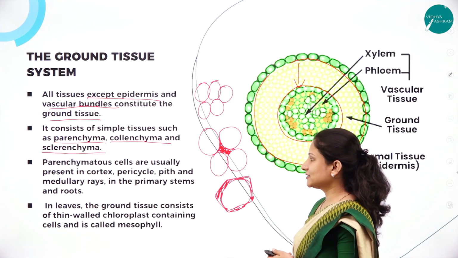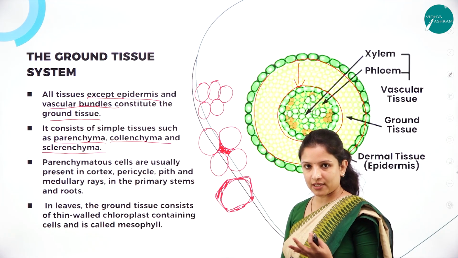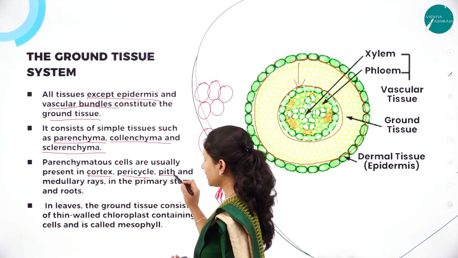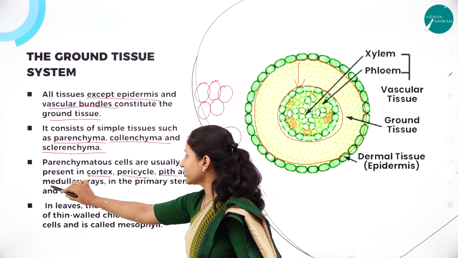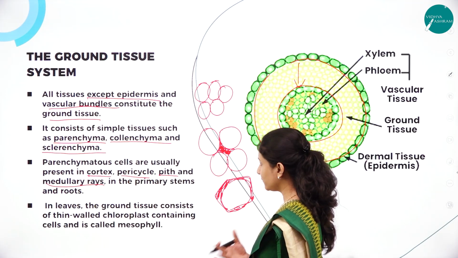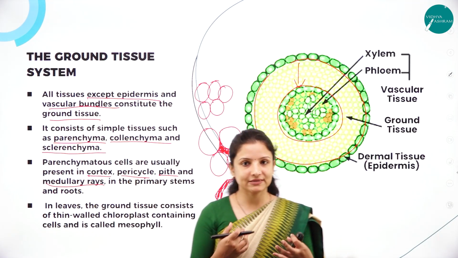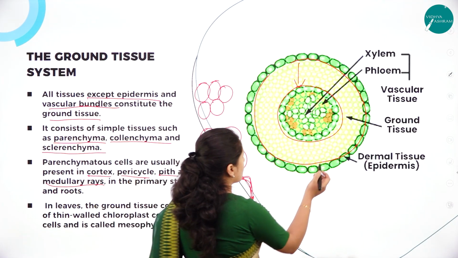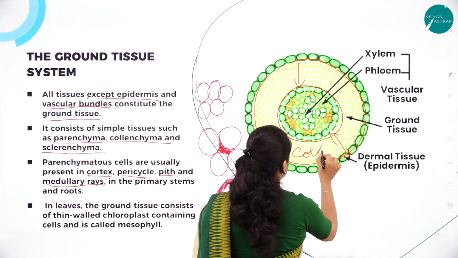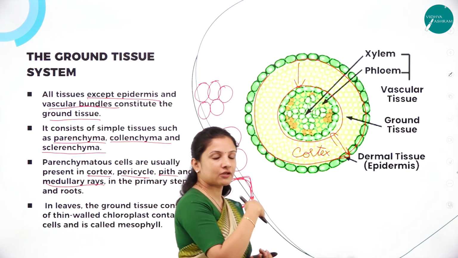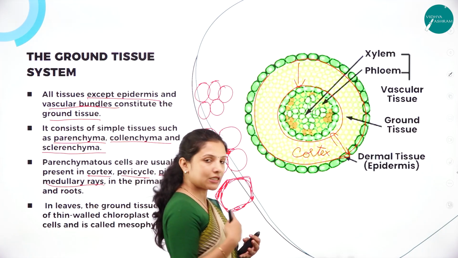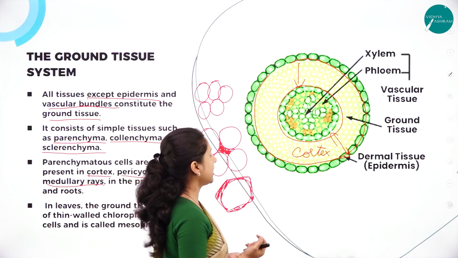Next, parenchymatous cells are usually present in the cortex. You can find them in the pericycle, in the pith, and also sometimes in the medullary rays in the primary stems and roots. So what are these? We will look into them. Parenchyma cells are usually found in the cortex. So this entire region that is there is called the cortex. In some plants, you can find the entire cortex is made up of parenchyma cells. Either it can be collenchyma, sclerenchyma and so on.